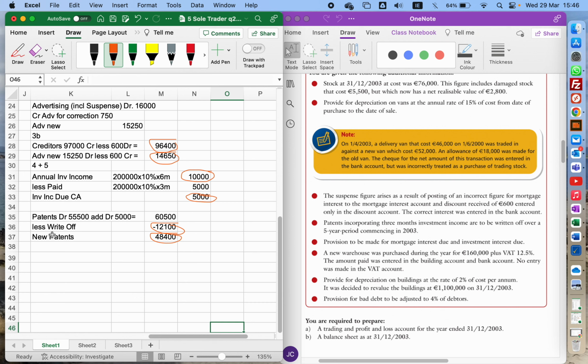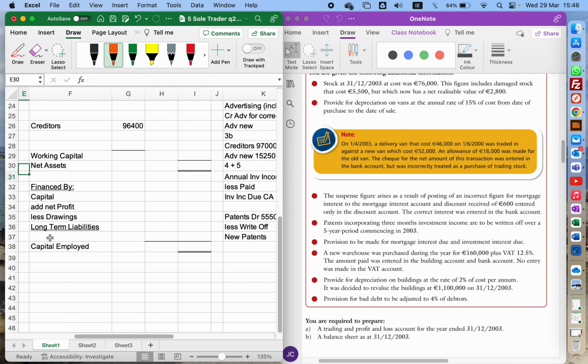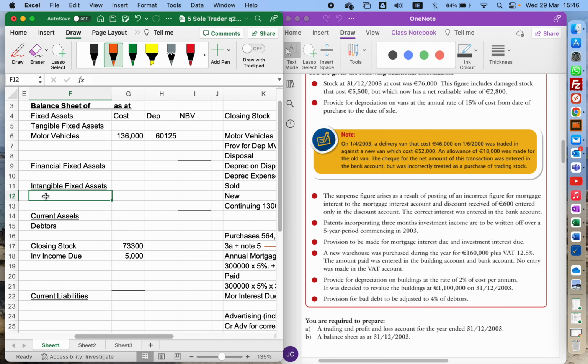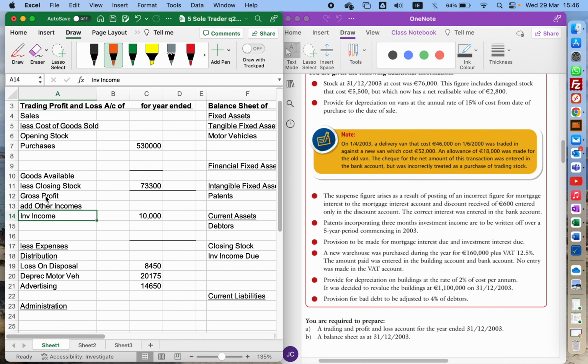Now, my write-off of the patent, I'm going to put that as administration expense, and it's 12.1, and the new patents figure is 48.4, so I'll put that 48.4 in first, so that's an intangible fixed asset. 48,400, and the 12,100, the write-off, is administration expense.